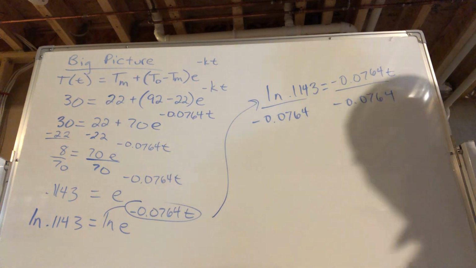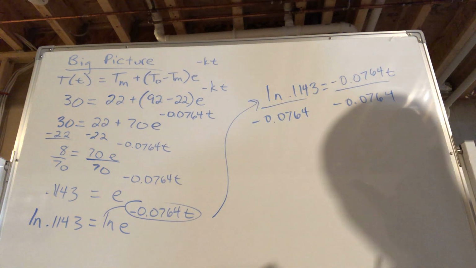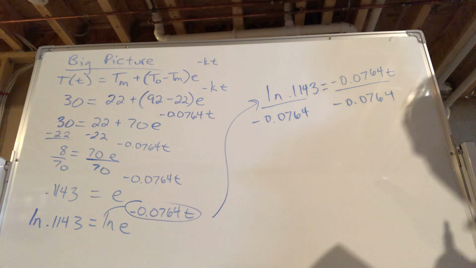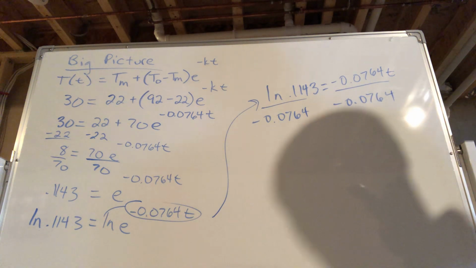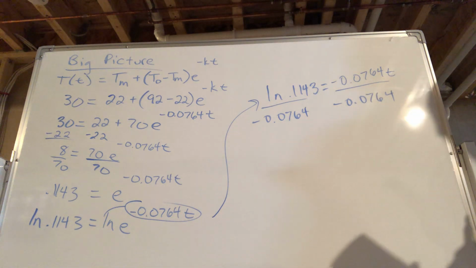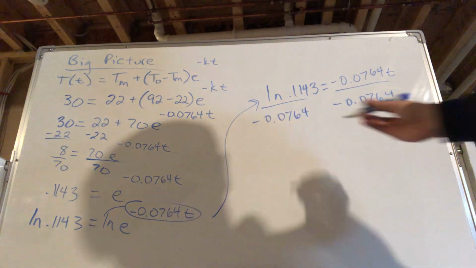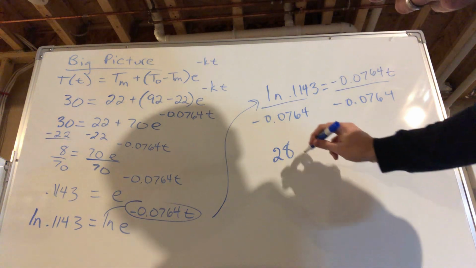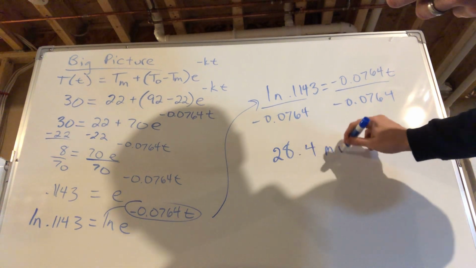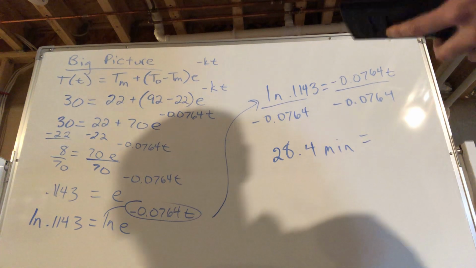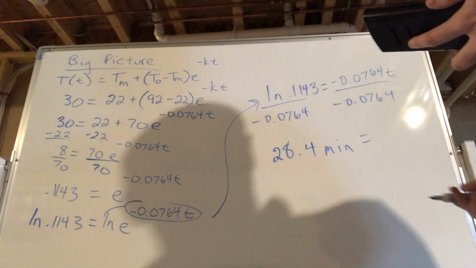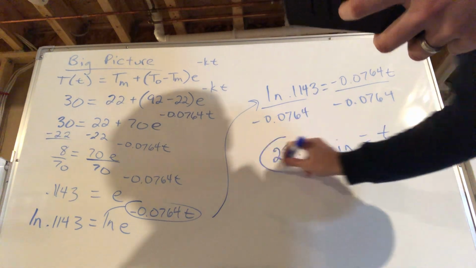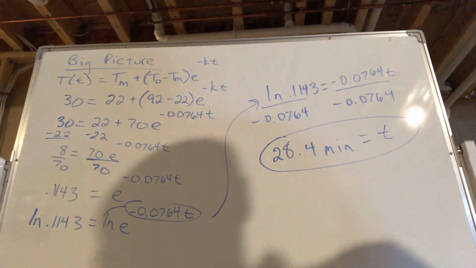Okay, so let me do that. It's ln of 0.1143 divided by negative 0.0764. Enter. I got 28 minutes. So 28 minutes, let's say 28.4 minutes. I'm not going to convert it to seconds. Somewhere about 28 minutes is my answer, and that'd be it. Circle that.